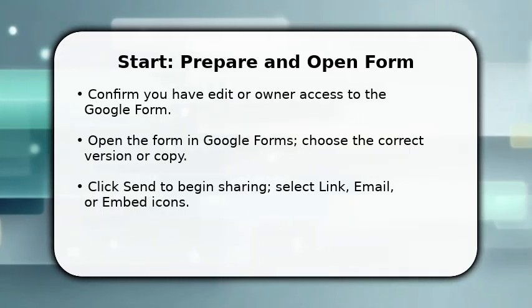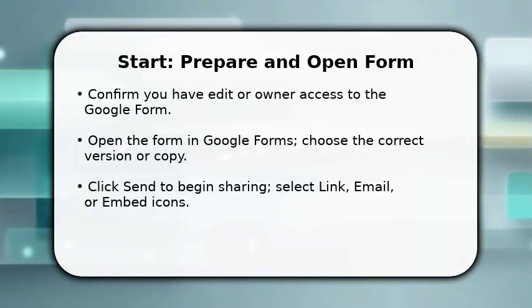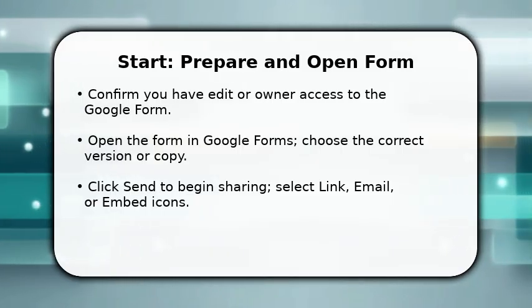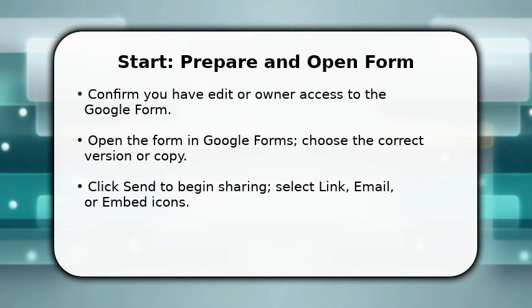Make sure to choose the sharing channel you need: link for general access, email for targeted invites, embed for web pages, and toggle settings like collecting email addresses. Start by copying the short link or preparing your email list so you can move to the next step quickly.